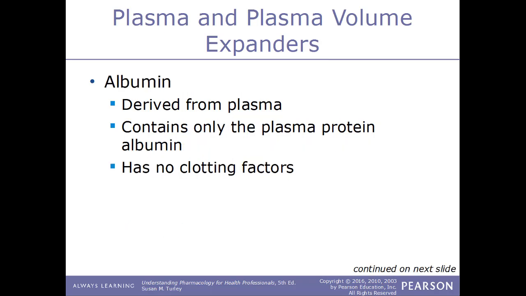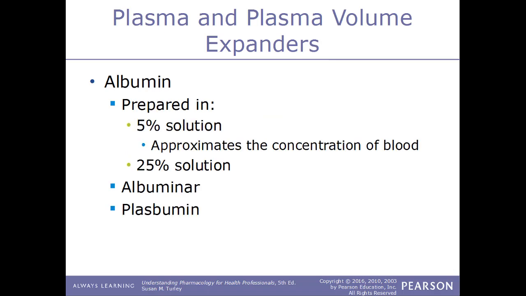A product that's found in plasma is albumin. Albumin is derived from plasma. It contains only the plasma protein albumin, and it will not contain any clotting factors. Albumin is prepared in either a 5% solution or a 25% solution. And the 5% solution is what will approximate the concentration that is found within blood. And some examples of this kind of fluid that could be given to a patient are Albuminar or Plasbumin.